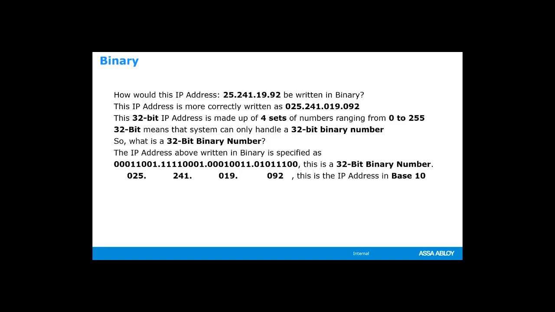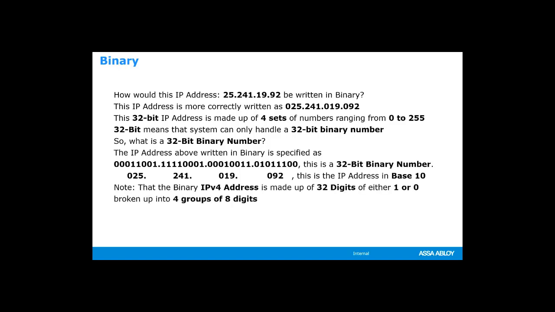And 25.241.019.092 is the IP address in base 10. Other than that, it's going to be the 32 digits that we showed you. Note that the binary IP address is made up of 32 digits of either 1 or 0, and they're broken up into 4 groups of 8. Each group of 8 will represent a base 10 number ranging from 0 to 255.